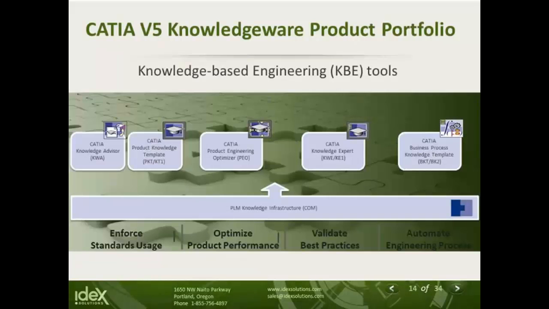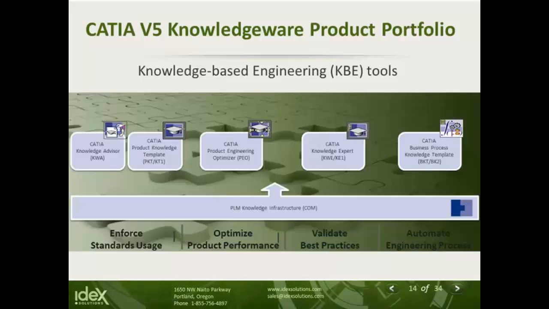So Knowledgeware, CATIA Knowledgeware, is a suite of products, and each product has a different purpose. And the idea here is that you don't have to do the whole thing, and they are very, very scalable. The 4 columns that you see here represent the general value areas of CATIA Knowledgeware. You see enforce, optimize, validate, and automate. And each one has different CATIA Knowledgeware products associated with it.